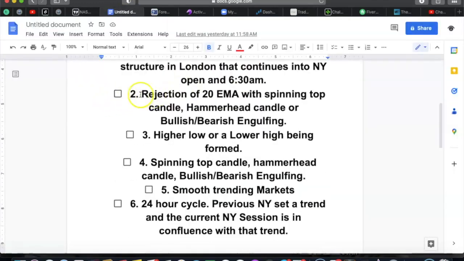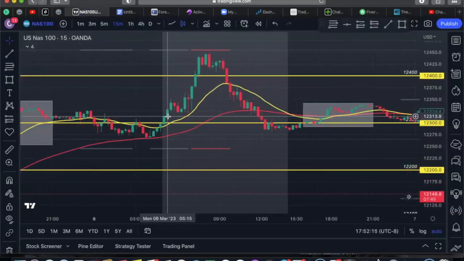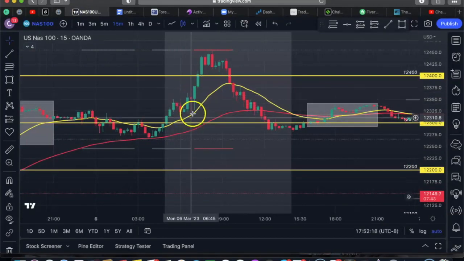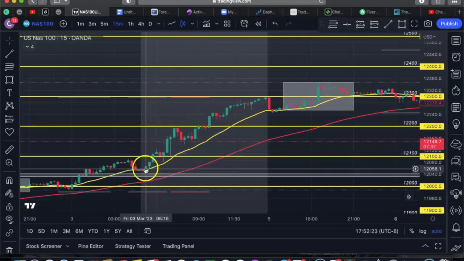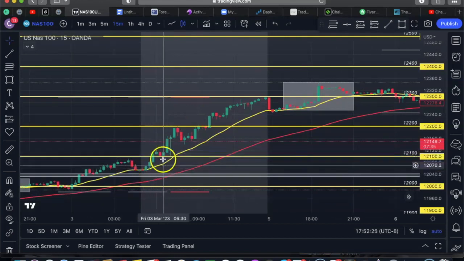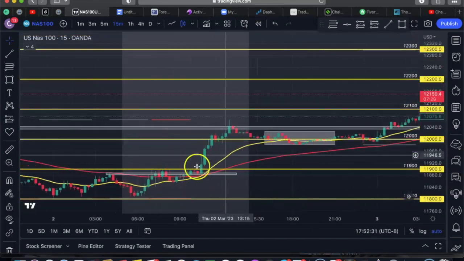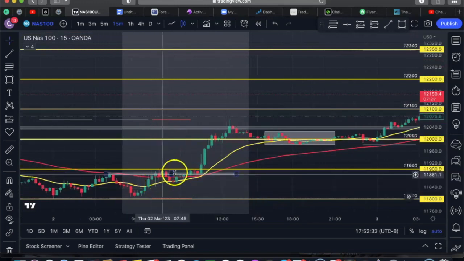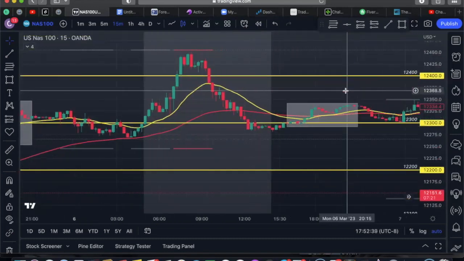I actually have on my checklist a rejection of the 20 EMA with a spinning top candle, hammerhead candle, or bullish or bearish engulfing. I am big on that, and you can see that it's been happening a lot with NAS 100. We had a spinning top right here, hit it and reject it. Then the previous day we had this bullish candle, hit it and reject it. Almost hit it right here and rejected it, nice hammerhead candle. But guys, go back and look how many times the candles will just hit the EMA like right here and reject. Hit it and then reject and just pushes up. So that is the 20 EMA.